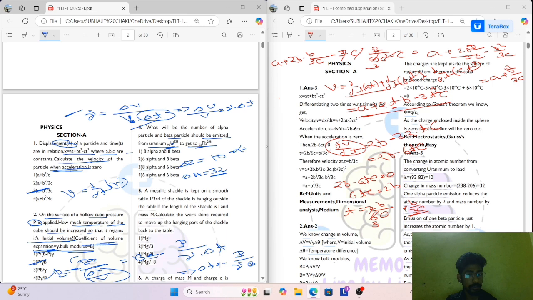So beta particle, if one beta particle is equal to plus 1 Z, that means 6 beta particles will be equal to plus 6 Z. That means there will be emission of 6 beta particles, and 8 alpha particles is already calculated here. So therefore 8 alpha particles and 6 beta particles will be our correct answer.